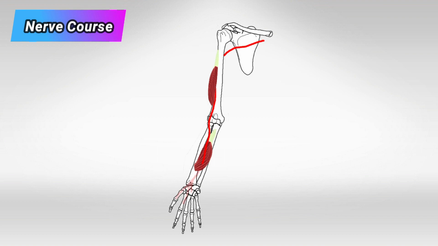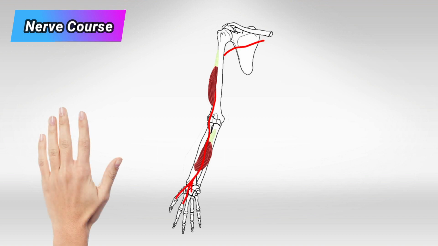And finally, it reaches the hand where it supplies the posterior lateral side. Most importantly, it covers the first finger web. And this is the area that we test to see the nerve damage.